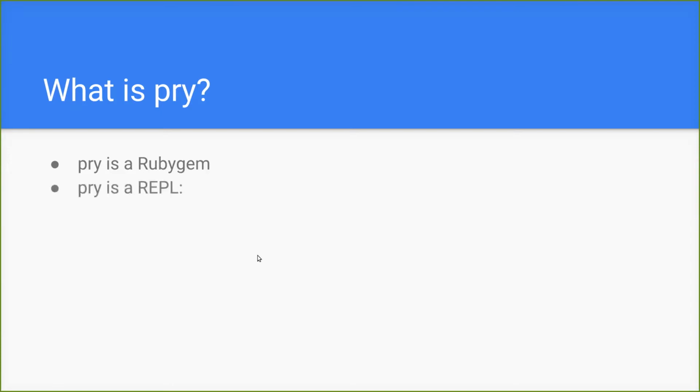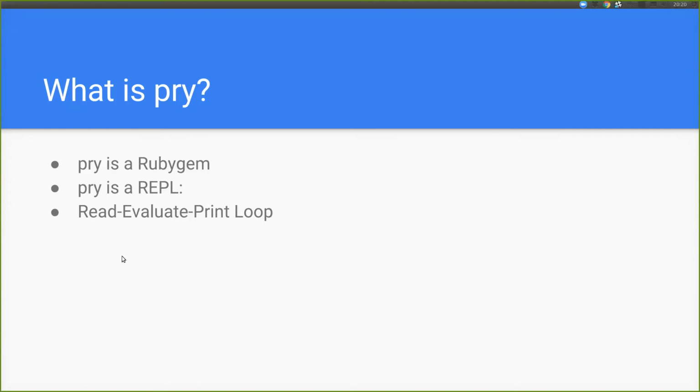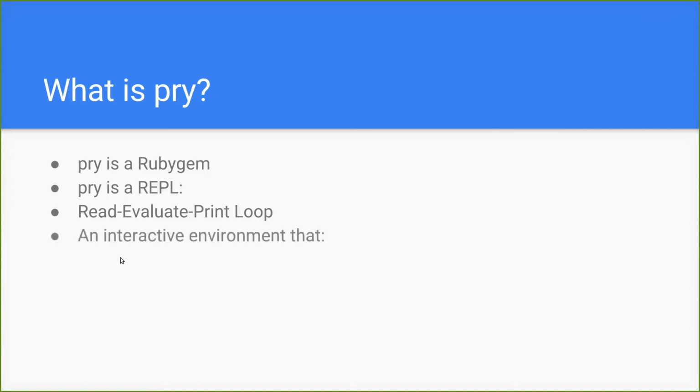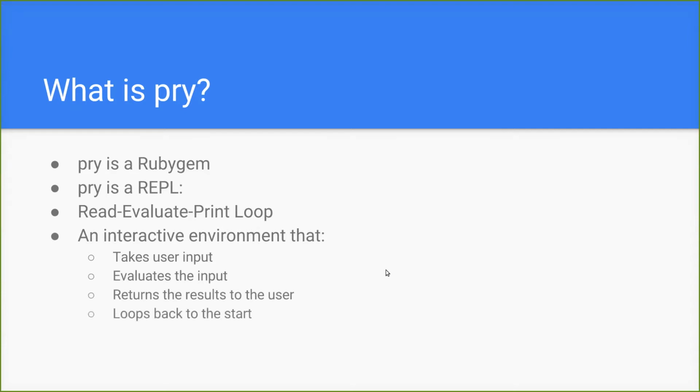Pry is also a REPL. So what do we mean by a REPL? REPL is a read, evaluate, and print loop. It's basically an interactive environment that takes user input, evaluates the inputs, returns the results to the user, and then loops back to the start.